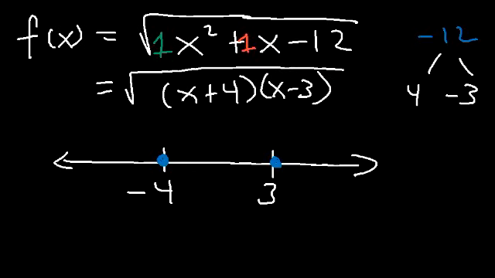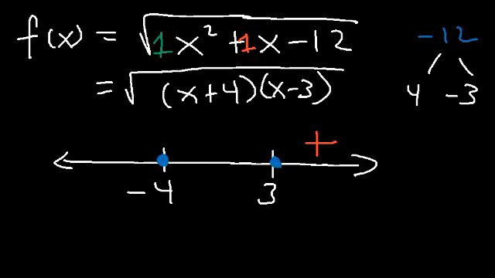Now let's see where it works though. So if we plug in a number that's larger than 3, are we going to have a positive number or a negative number inside the radical? So let's choose 4. So 4 plus 4, that's 8, that's a positive number. 4 minus 3 is 1, that's positive. Two positive numbers, when multiplied, will give you a positive result. So if we plug in 4, we're going to get a positive number.